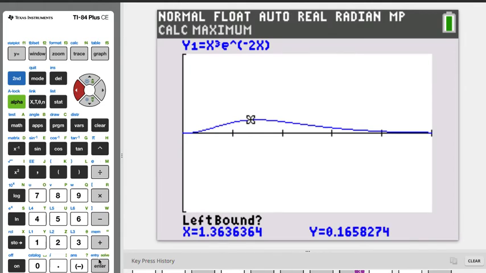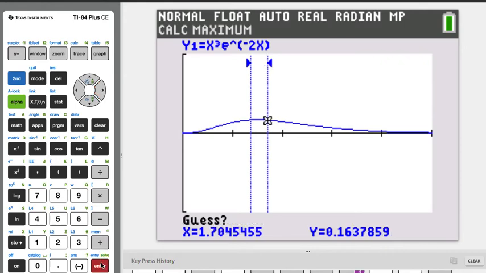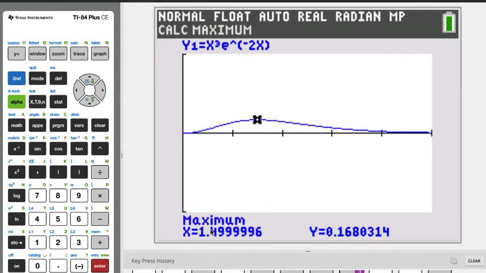All right, so I know I'm to the left of the max right here. Let's go to the right. I know I'm to the right of it there. Enter. 1.4999996. So I'd say that's a pretty good estimate, it will be 1.5. Okay, so you could put 1.500, and then the y value is 0.168. So that's your point for the max.